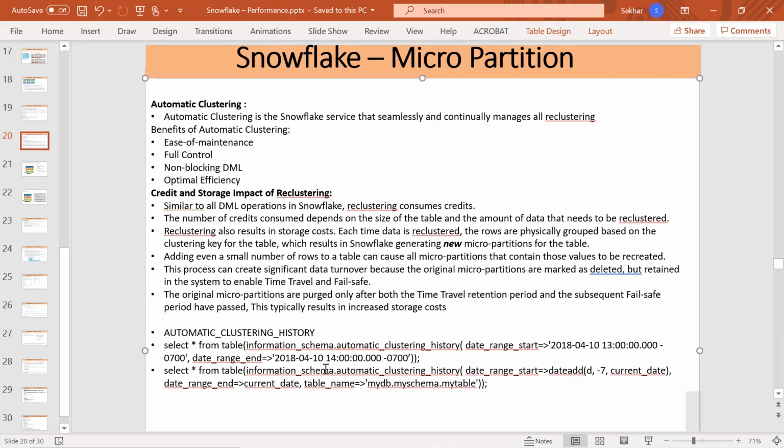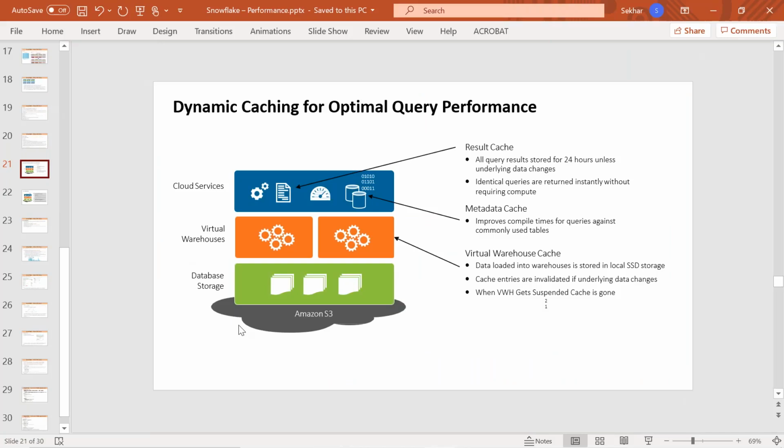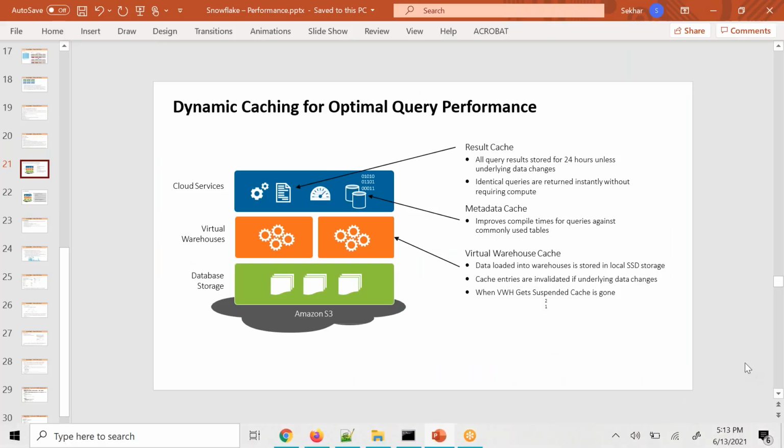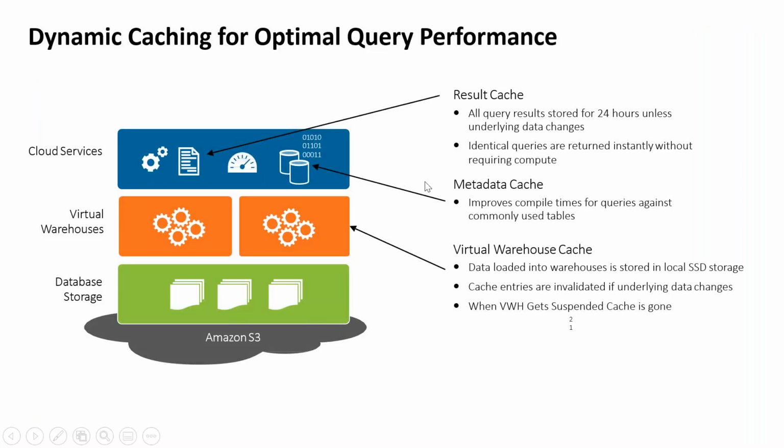Okay, and then the other part of it is, right, there are three kinds of cache: result cache, metadata cache, and virtual warehouse cache. This is part of the interview questions that people normally ask you. How many kinds of cache are there? Can you tell me what they are and what is the difference between them and all this stuff?